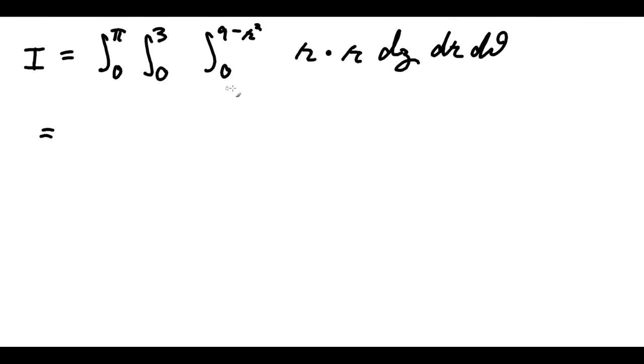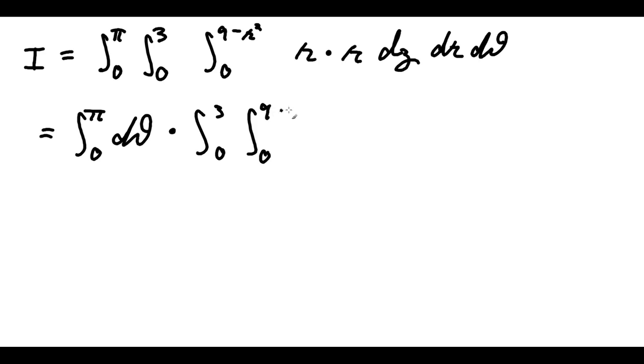Looking through here, let's see if there's anything we can separate out. The integral dz depends on r in its bounds, so we can't pull that out of the dr. But we notice that nothing else depends on theta. So we can separate out the integral from 0 to pi d theta. And then we have times the integral from 0 to 3 of the integral from 0 to 9 minus r squared. R times r is r squared, dz dr. So now let's do one more step of evaluation here.